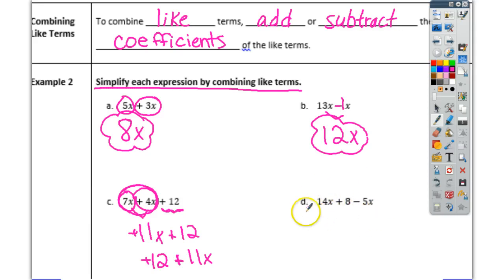Any like terms here? 14x and then minus 5x. What do I get when I combine those? What's 14x minus 5x? Positive or negative? Positive 9x. And what else? And then you bring that plus 8 down. Plus 8.